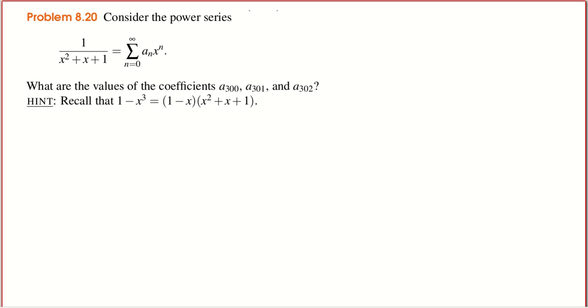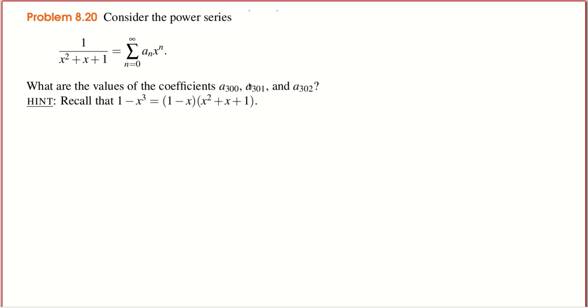Okay, here we have a power series. So we have a function, and this is the power series. And we don't want all the coefficients, in principle. What we just want is three coefficients, but they are coefficients with a high index here.